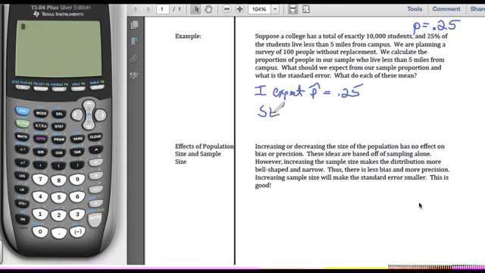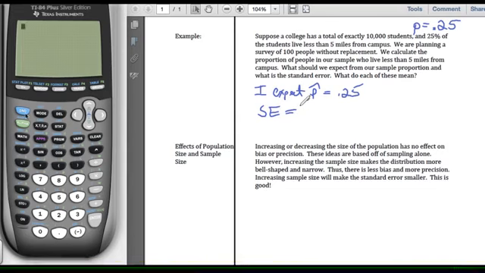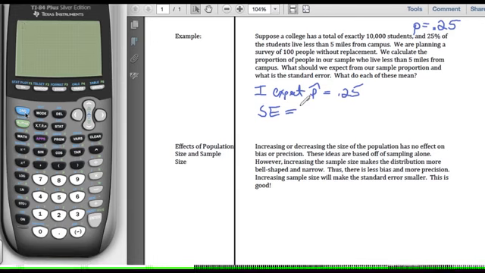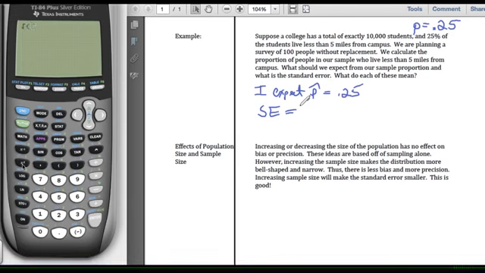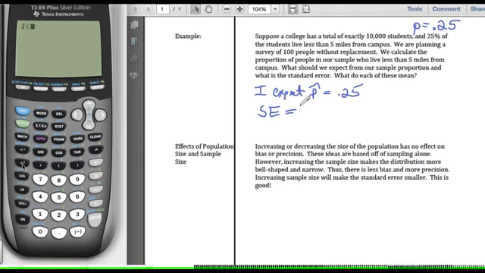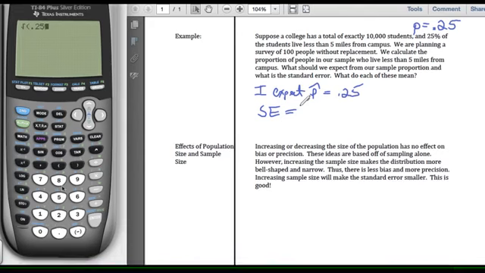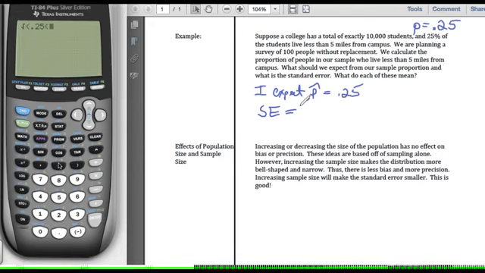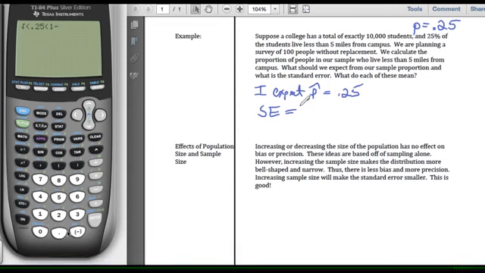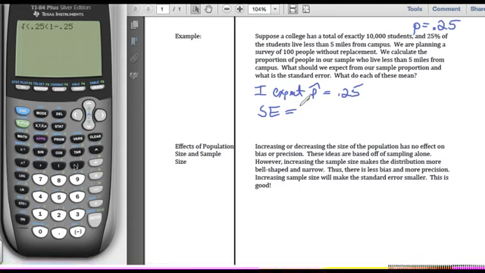For my standard error, I'm going to go to the formula from up above. It is the square root, so I hit second and x squared on my calculator. So square root of P was 0.25. Then it was parentheses in the formula, so I've got those on my calculator, parentheses, 1 minus that same 0.25 that's out front. And this was all over the sample size. In this case, we're going to survey 100 people, so all over 100.